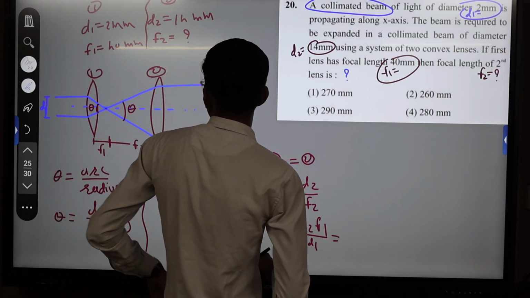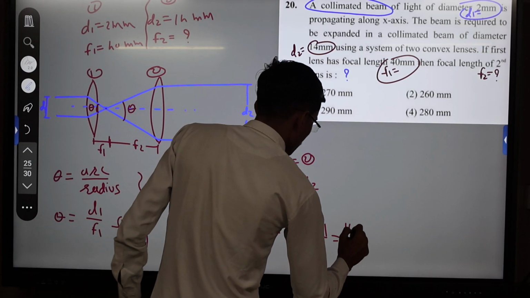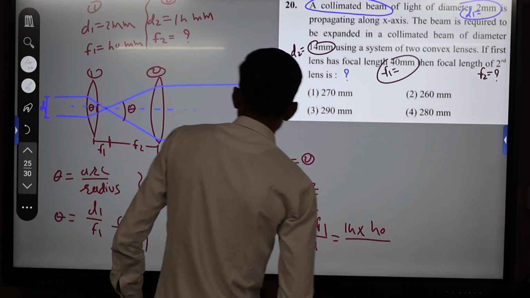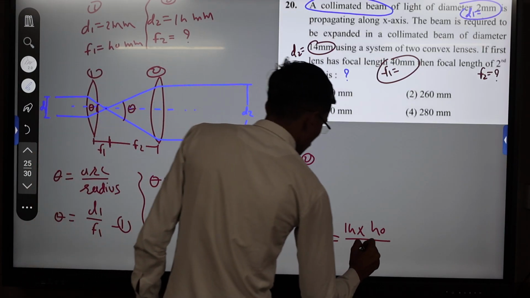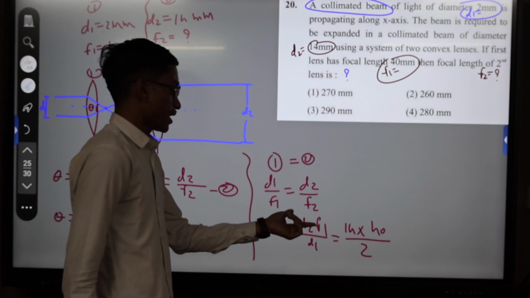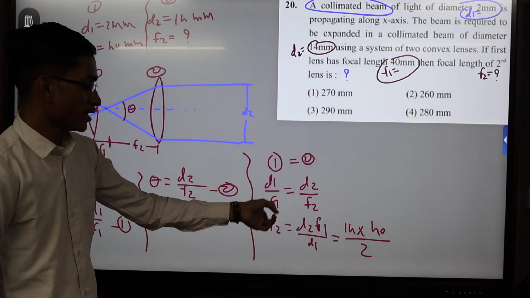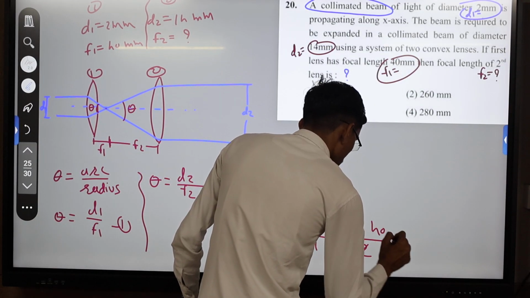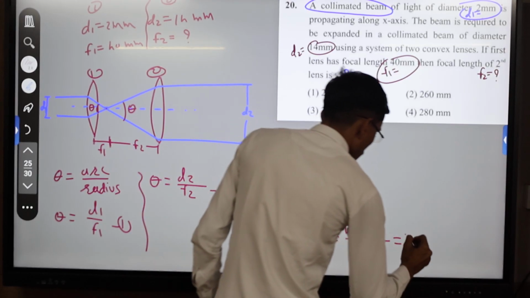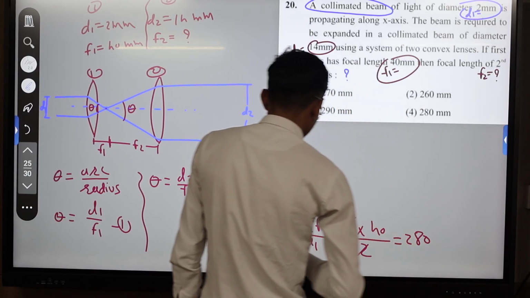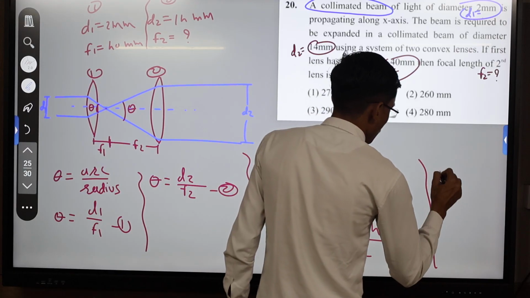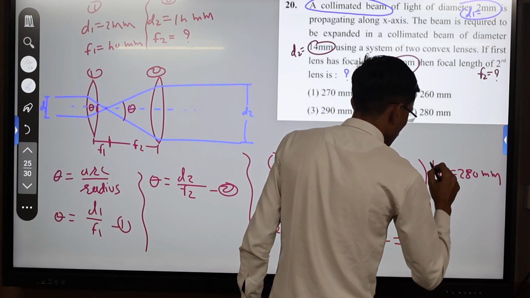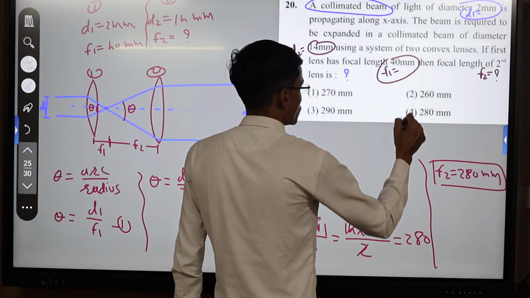D2 is 14 mm. F1 is equal to 40 mm and D1 is equal to 2 mm. All data are in mm, so the value of F2 will also be in mm. So 2 into 7, 7 into 4, 280. So F2 will be 280 mm. This is our answer, 280 mm.